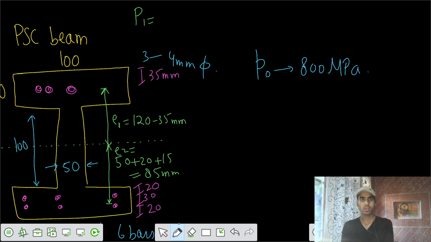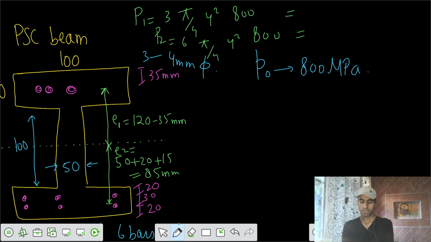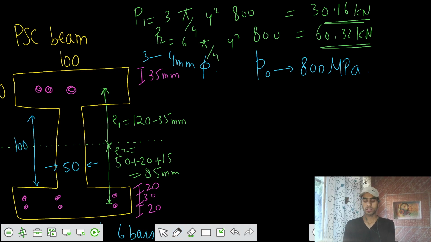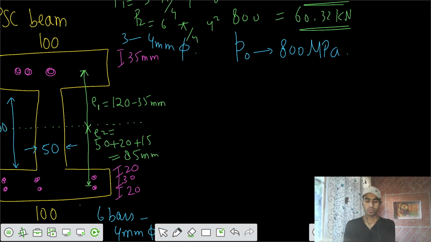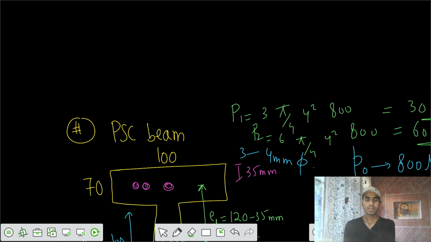So P1 would be equal to 3 bars of pi by 4 square into 800, and P2 would be 6 bars of pi by 4 square into 800. P1 is 30.16 kilonewton, P2 is 60.3232 kilonewton. Okay, so these are your prestress forces.